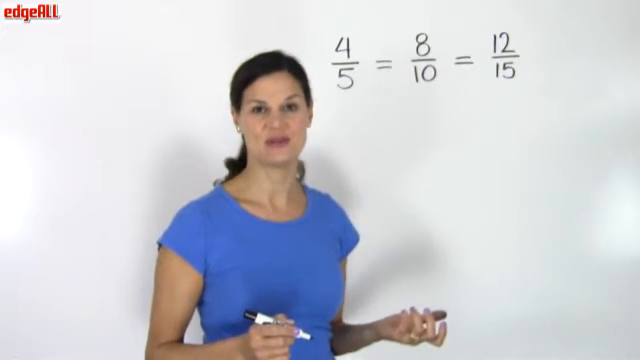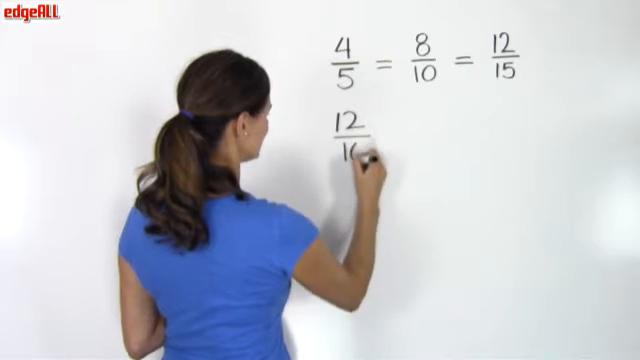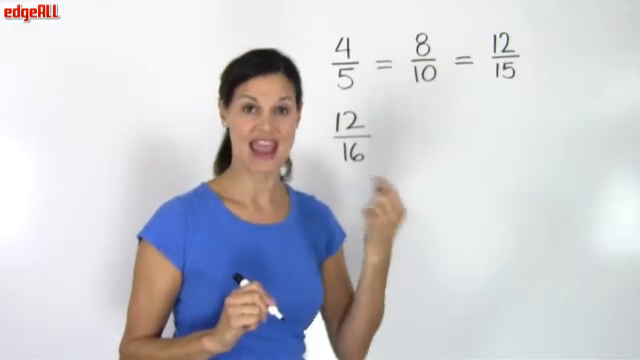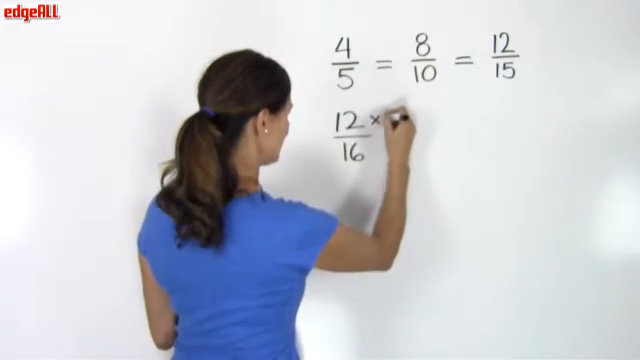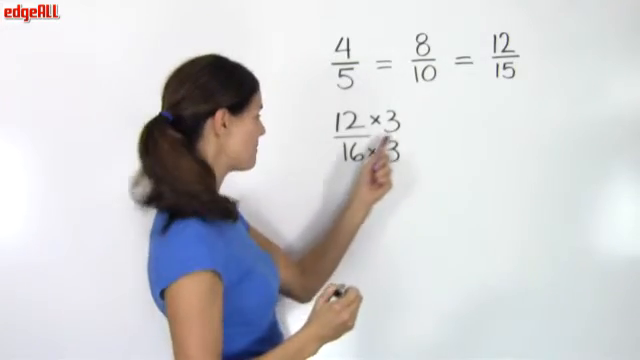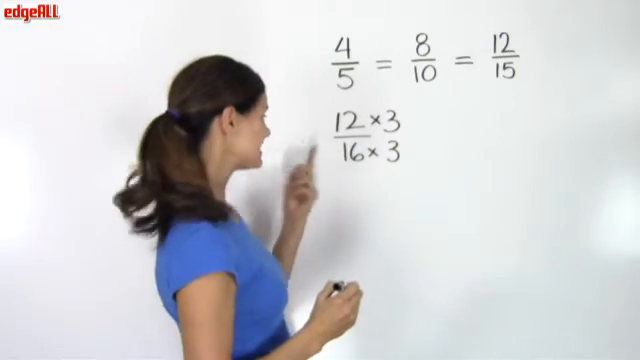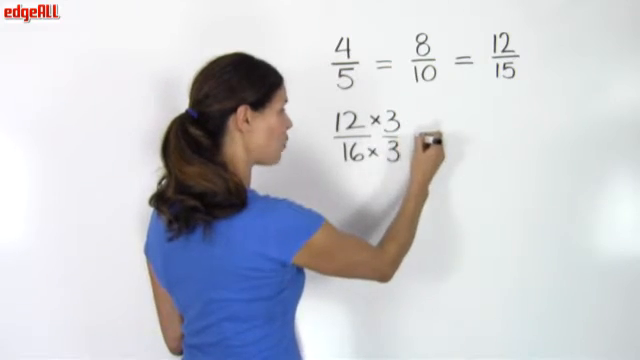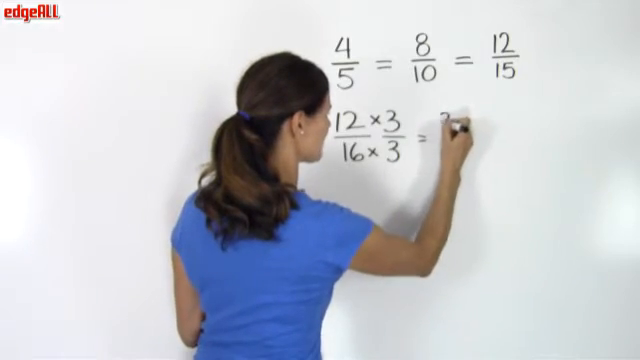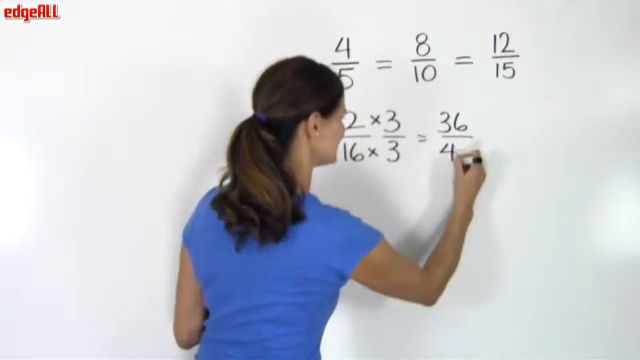Let's look at another example of equivalent fractions. Let's take the fraction 12/16, for example, and I'm going to multiply both my numerator and my denominator by the same number. I'm going to multiply both numerator and denominator by 3. So I'm multiplying 12/16 by 3/3, which really means I'm multiplying 12/16 times 1. And I'm going to end up with an equivalent fraction. 12 times 3 equals 36. 16 times 3 equals 48.